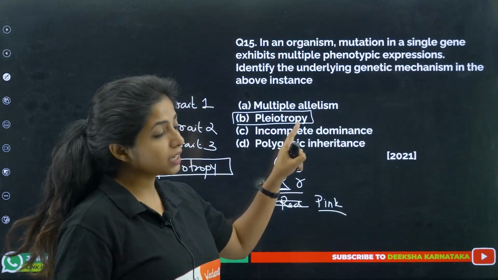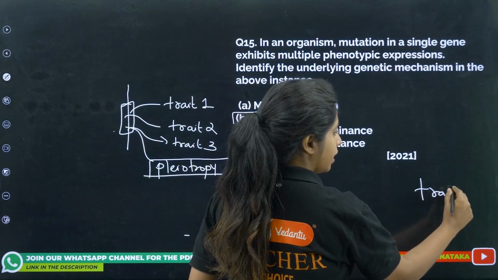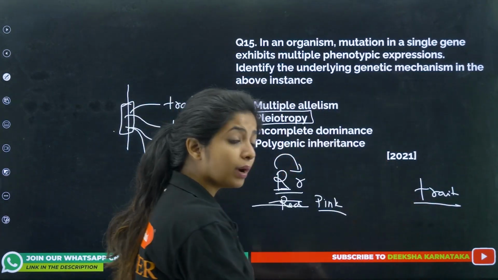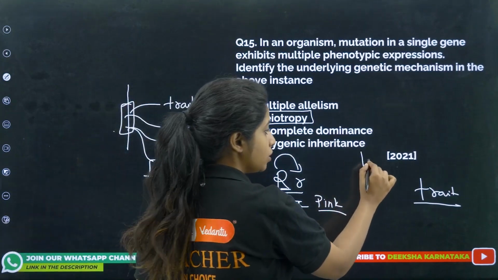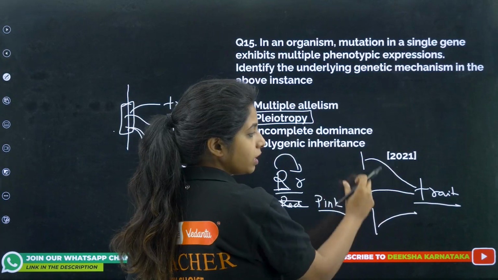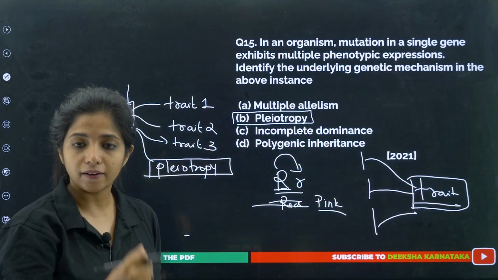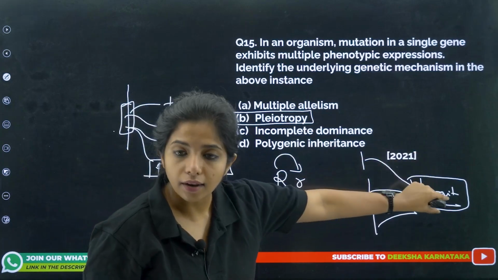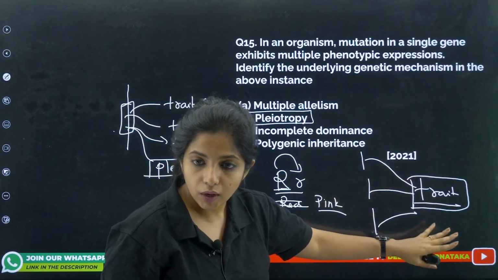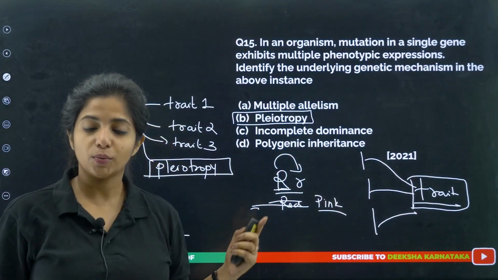Polygenic inheritance basically means, for one trait, usually we said that one gene codes for one trait, but here a trait is controlled by multiple genes. For example, gene 1 is contributing to this, gene 2, gene 3. So polygenic as in so many genes are coming together to bring out one particular trait. Example is the skin color. You have multiple genes for coding your skin color. For example, if this one is not producing much, your skin color will go down. So here you have pleiotropy as an answer, 2021 question.